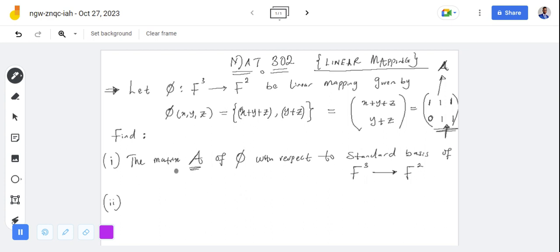So to find the matrix A of this linear map with respect to standard basis of this three-dimensional vector space to two-dimensional vector space, this is just like a 3 by 3 matrix. This is a 2 by 2 matrix.